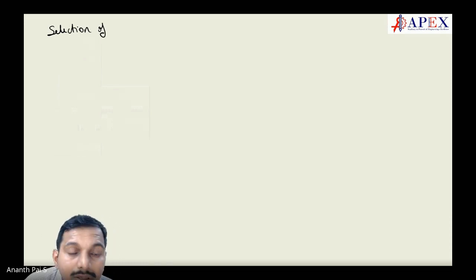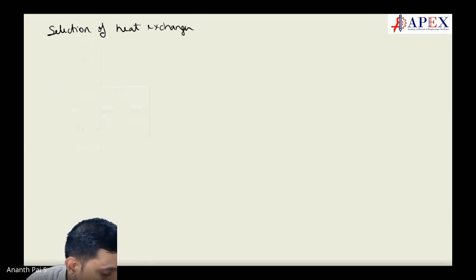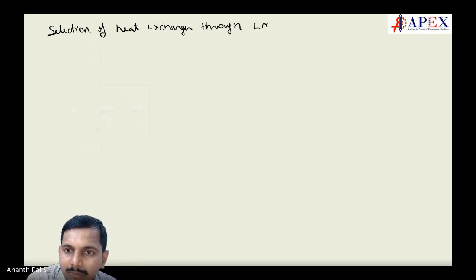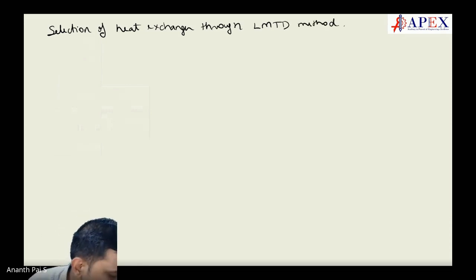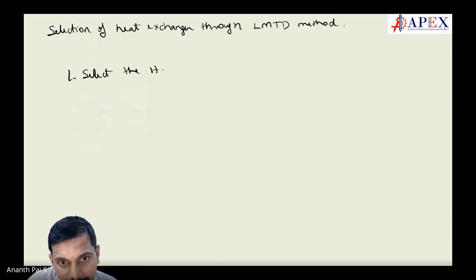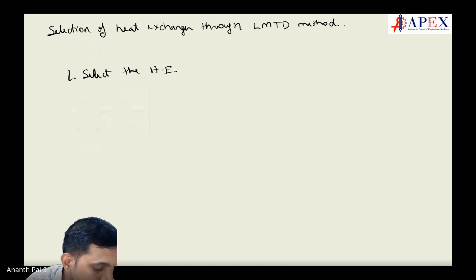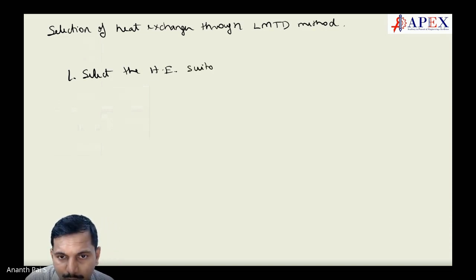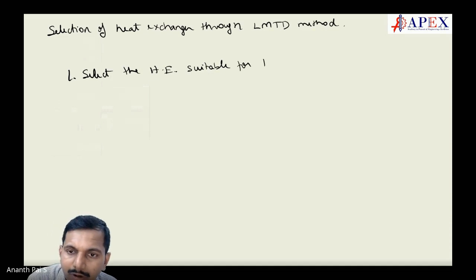Selection of heat exchanger through LMTD. You can say selection or design of the heat exchanger through the LMTD method. How to do it? First method is to select the heat exchanger suitable for the application. There are some which are not suitable.